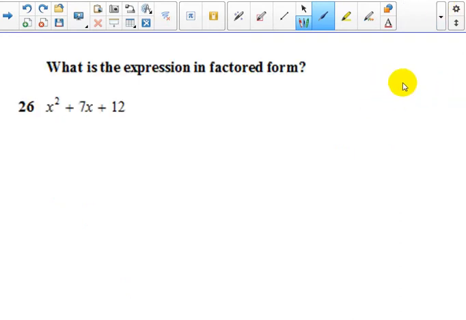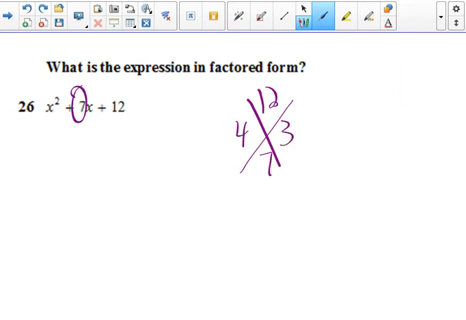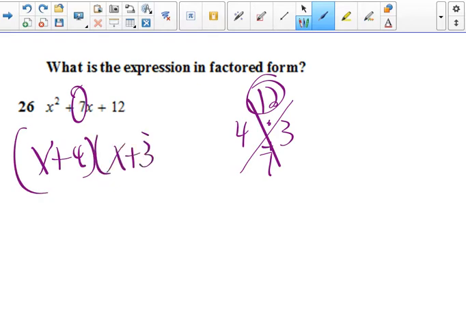26 says, what is this expression in factored form? Well, this is a simple trinomial, and you look at your c value, 12. What two factors of 12 add up to be our middle value, our b value, 7? What would be 4 and 3? When they're multiplied, 4 times 3 is 12, and 4 plus 3 is 7. So it's going to be (x plus 4) times (x plus 3), or vice versa. That's your answer.